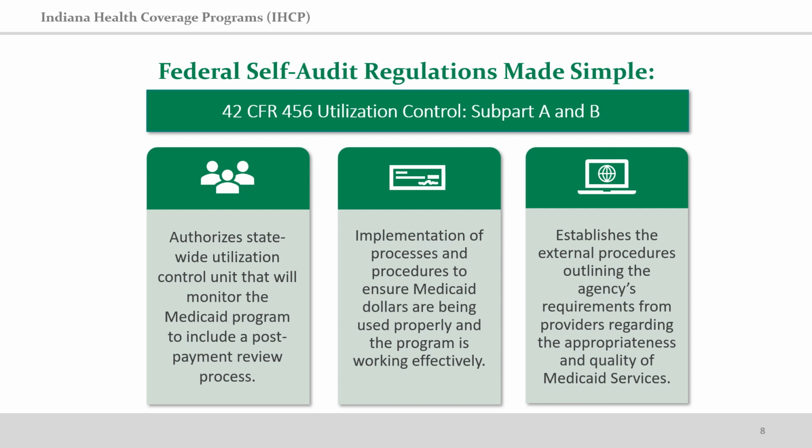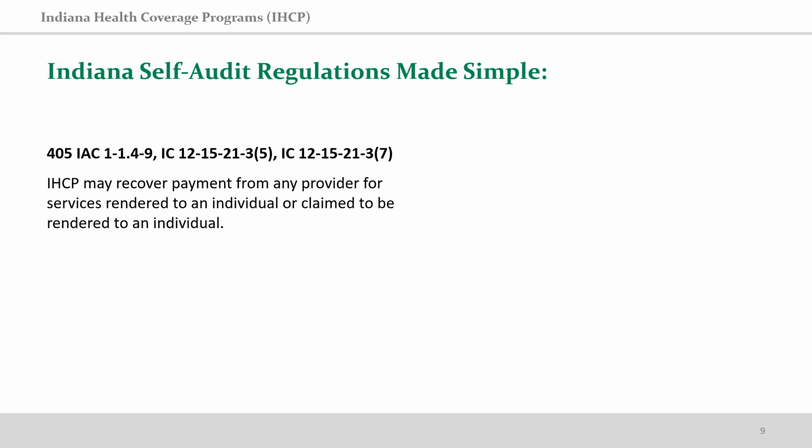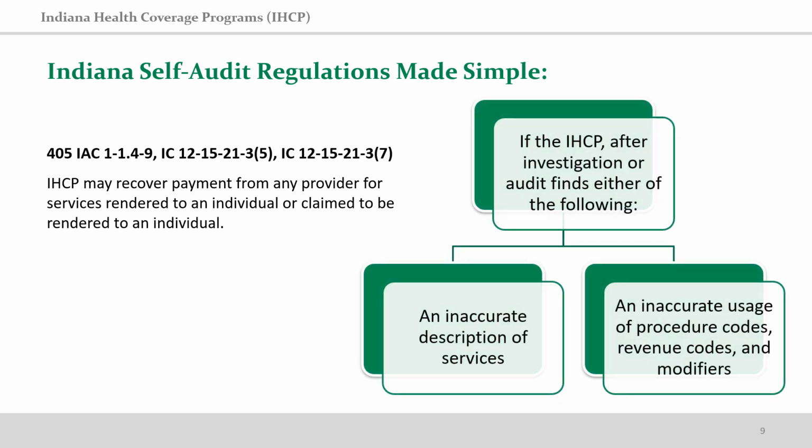At the state level, OMPP depends on providers to assist in the identification and resolution of documentation and coding matters that adversely affect IHCP. It also believes that a cooperative effort in this area will serve our common interest of protecting the financial integrity of the IHCP and ensuring proper payments to providers. If the IHCP, after investigation or audit, finds either of the following: an inaccurate description of services or an inaccurate usage of procedure codes, revenue codes, and modifiers, the OMPP will notify the provider of the error.